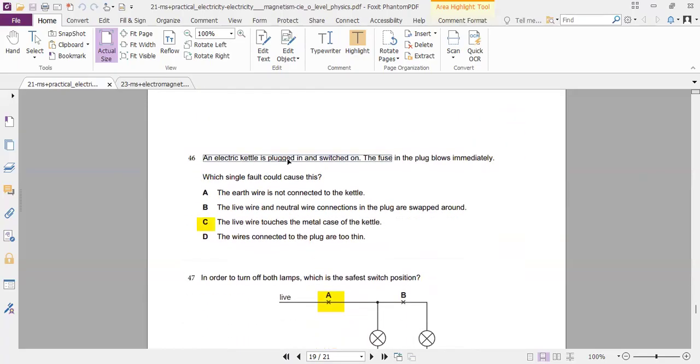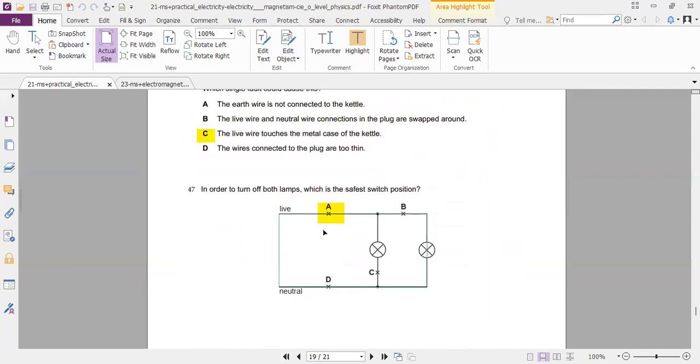So here an electric kettle is plugged in and switched on. The fuse blows immediately because the live wire touches the metal case of the kettle. Every other choice doesn't work. In order to turn off both lamps, we have to place the switch here.